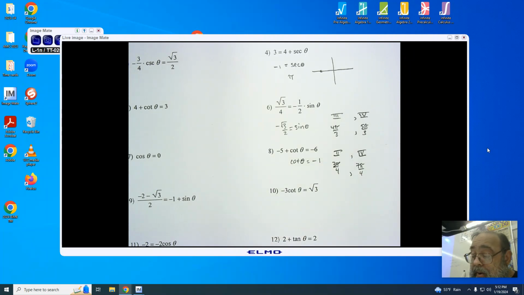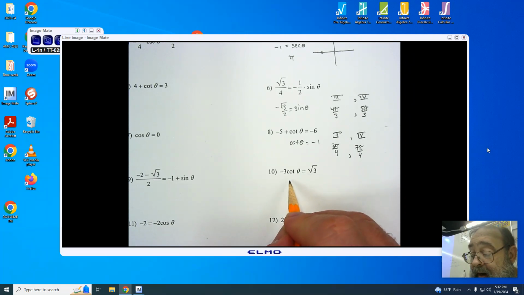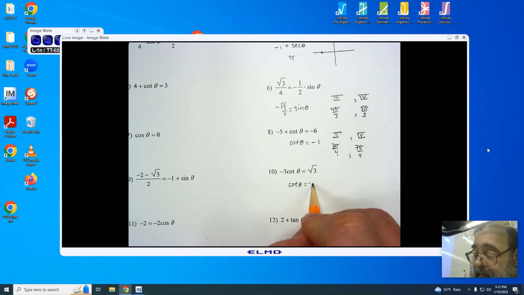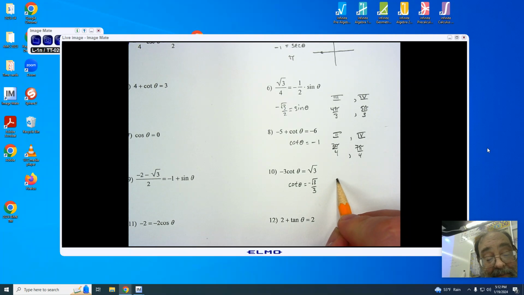We then go to number 10. We divide both sides by negative 3, and we get the cotangent of theta equaling negative root 3 over 3. Cotangent is root 3 over 3 in the first quadrant at pi over 3.